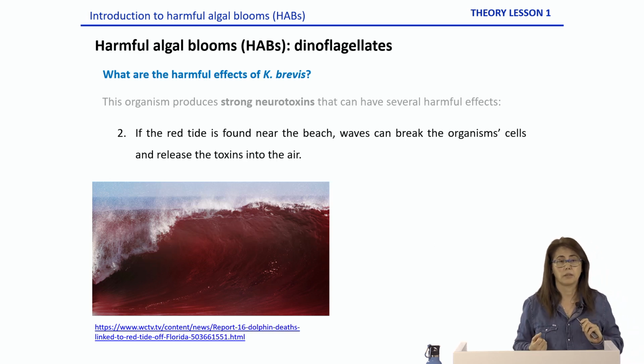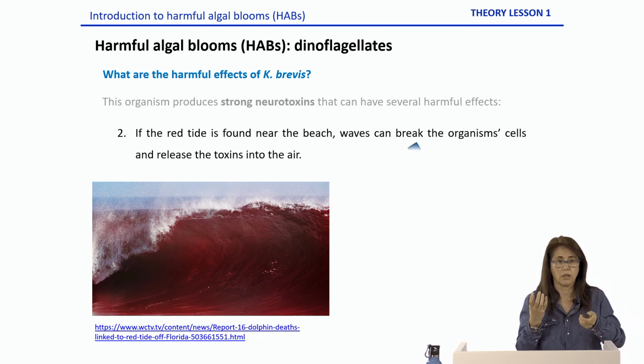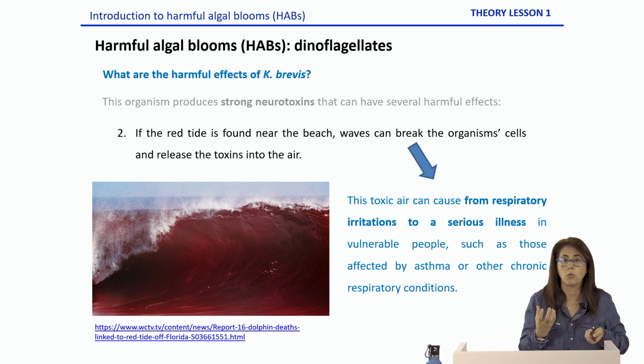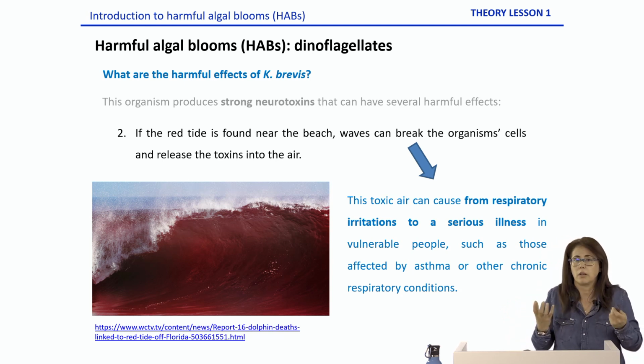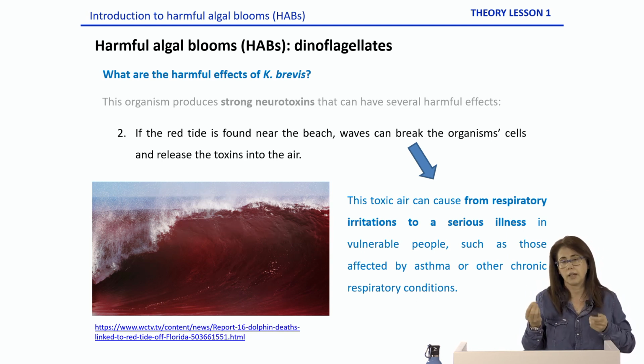A second effect of this strong neurotoxin is that if the red tide is found near the beach, the waves, when they break, can actually break the cells of this organism and release the toxin into the air. So this toxic air can cause respiratory irritations or even serious problems. If there is a person that is vulnerable, for example, a person with asthma or with another respiratory condition, if they just have a walk on the promenade in a place where the waves are breaking and we have a Karenia brevis bloom, if they inhale this toxin, they can get sick.